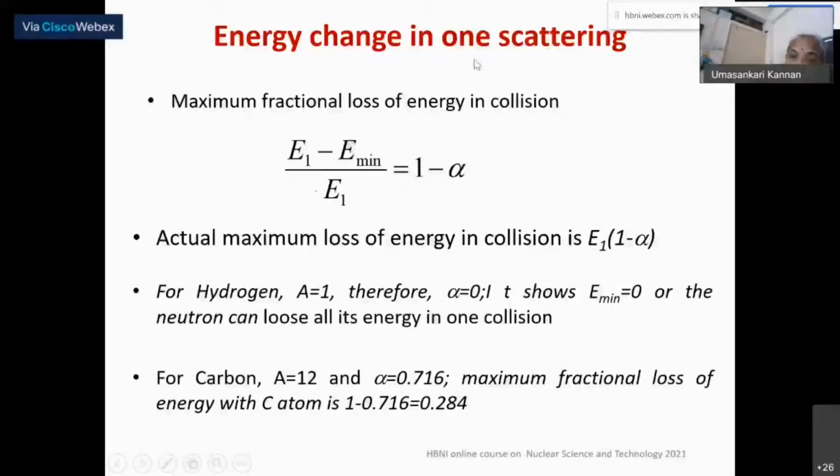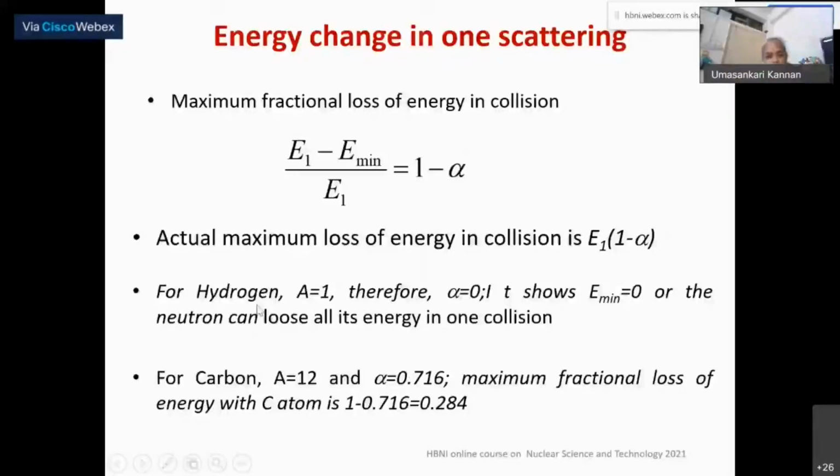So the fractional loss of energy in one collision is given by E1 minus E minimum by E1, which is given by the factor 1 minus alpha. The actual maximum loss of energy in a collision is E1 into 1 minus alpha.